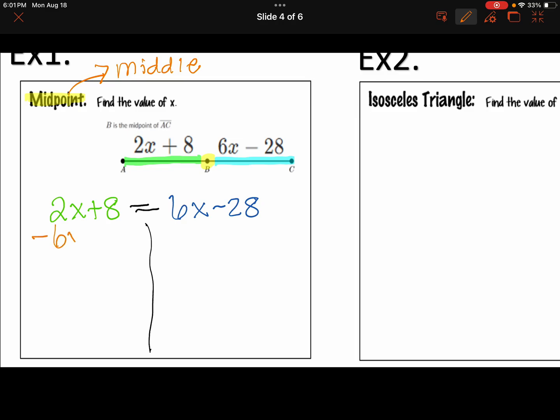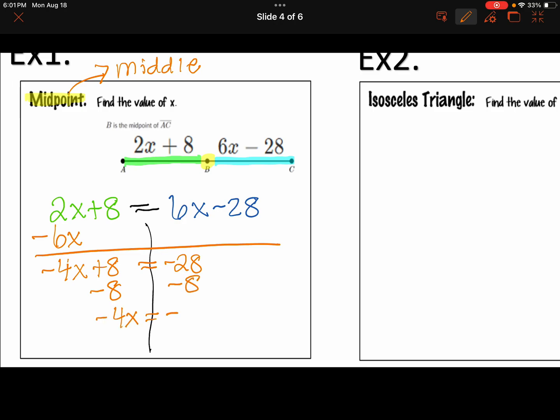So I will subtract 6x so that the variables are on the same side. I will subtract 8. And then I will divide by -4. And so I get x equals 9. And in this case, they just want to know what x is, find the value of x, so I found it. If they asked me to find out how long that piece was, then I would just plug in 9 for x to find out how long AB is. And once I know how long AB is, I also know how long BC is.